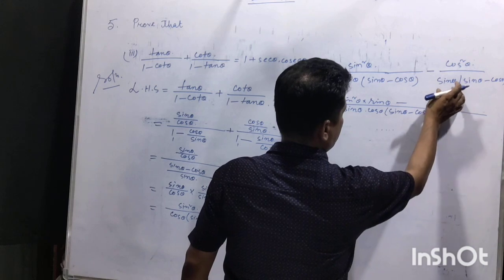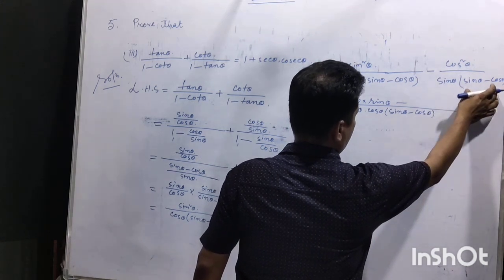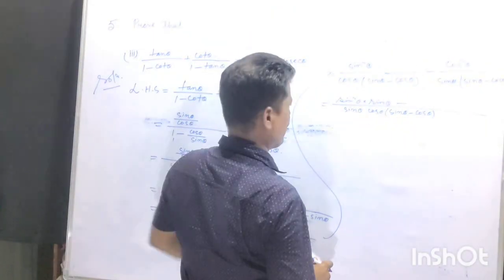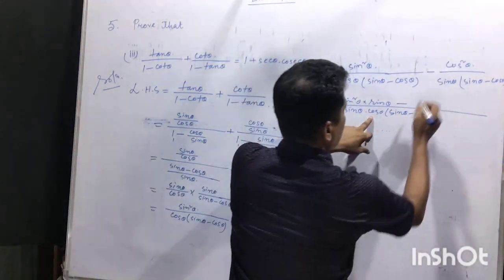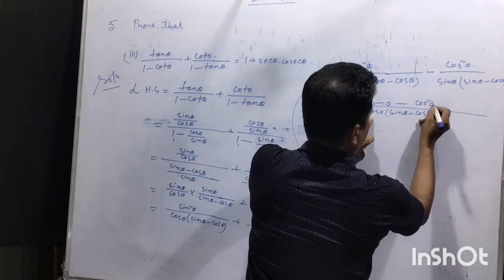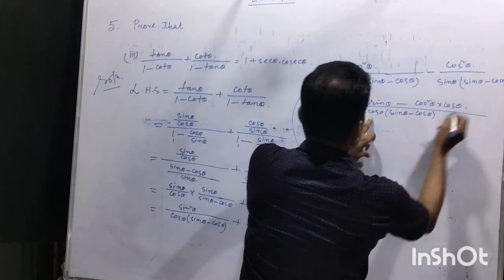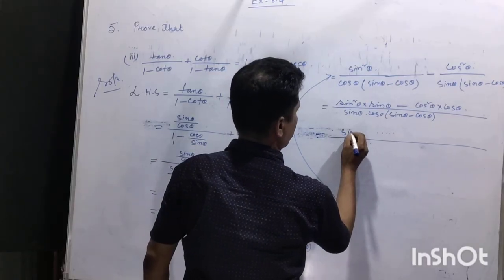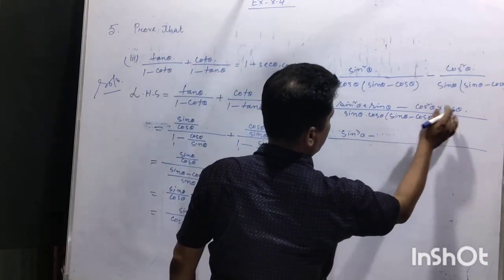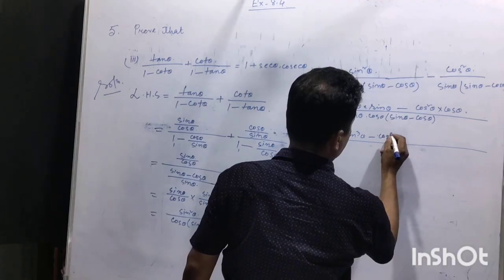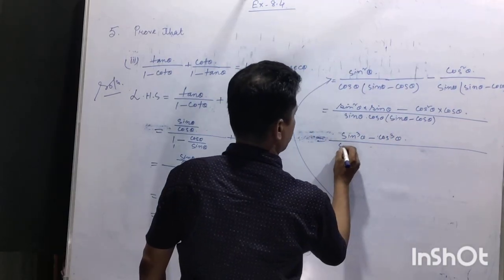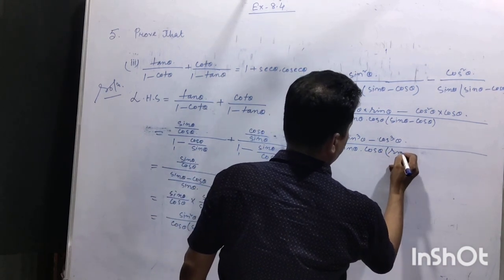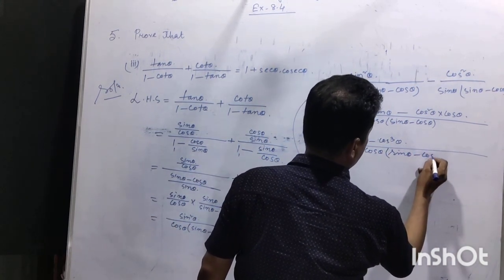Here minus. So sin theta into sin theta minus cos theta. If we divide the denominator part by this part, we will get cos theta. So cos square theta into cos theta. So here sin square theta into sin theta, that means sin cube theta, minus cos square theta into cos theta, that means cos cube theta. Here the denominator part is sin theta into cos theta into sin theta minus cos theta.